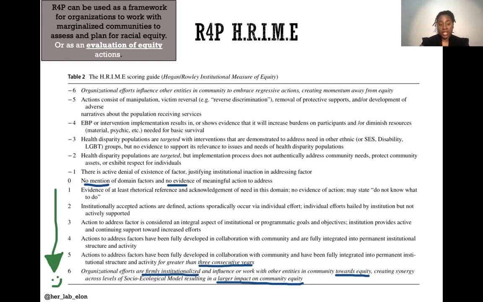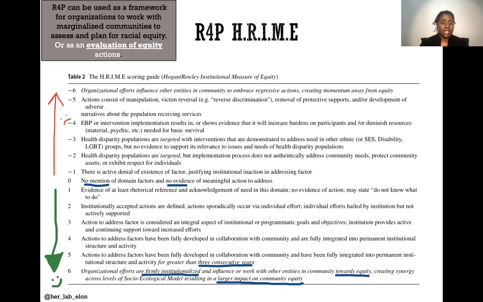Now, the other direction to head into is going to -6. So when you're at -1, you're talking about there being an active denial of existence of factors that we see across the R4P domains as critical to examine for health inequities. Even perhaps a justification of institutional inaction in addressing different factors.